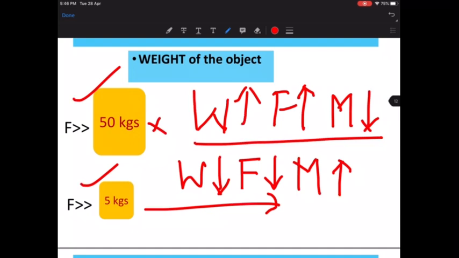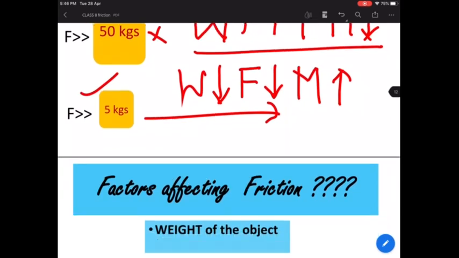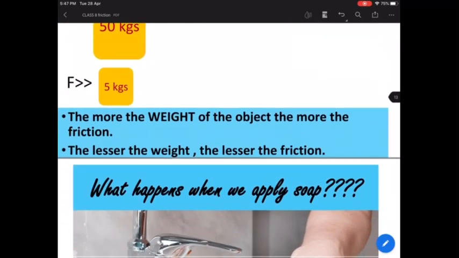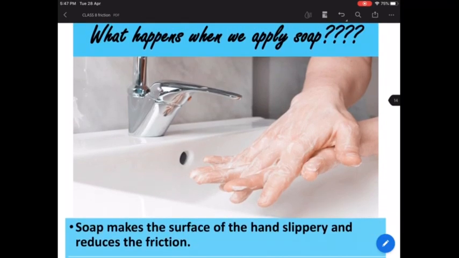On the other hand, if the weight is less, then the friction is also going to be less. If the friction is going to be less, then the movement of the object is going to be large or very high. Okay? So I hope you can understand how the weight matters. Now, I'm sure that after understanding the smooth surface and the weight of the object, you can answer this question.